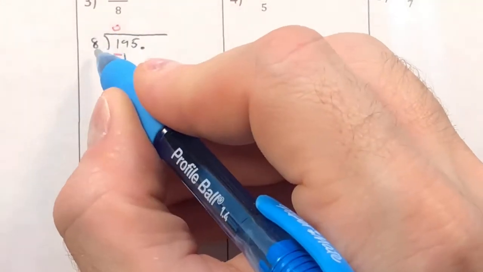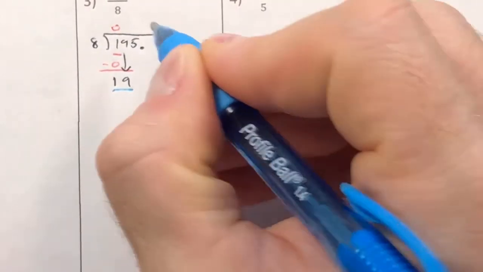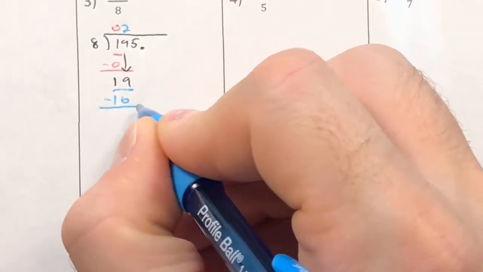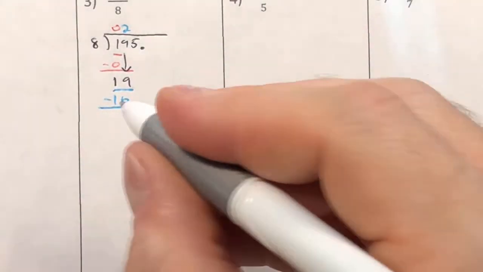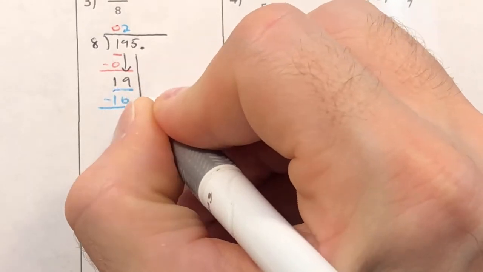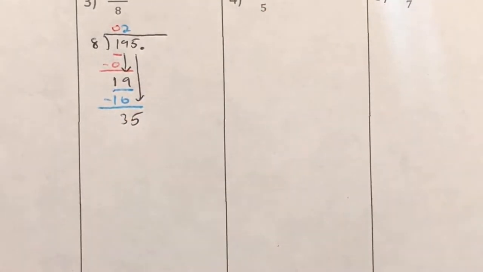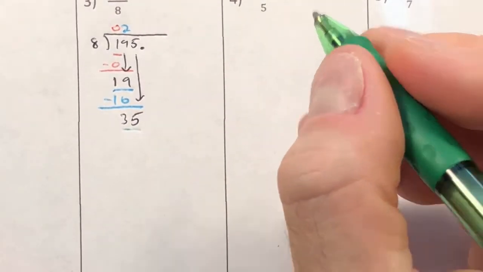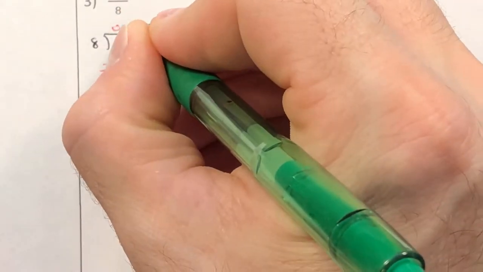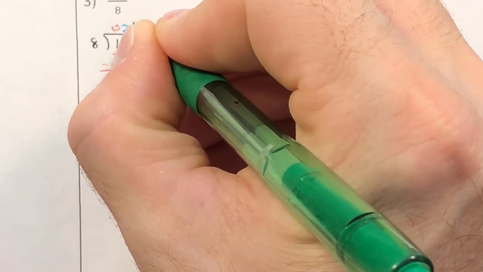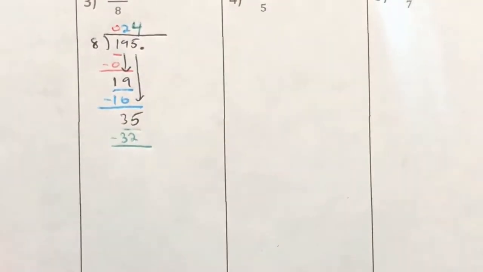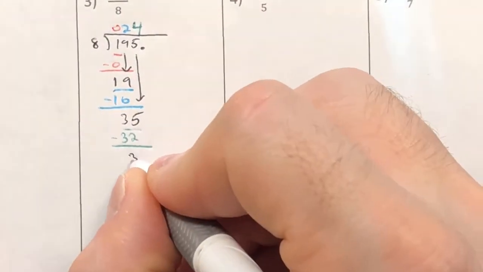Next thing I do is say, how many times does 8 fit into 19? Well, twice, for a total of 16. Subtract that, we'll get 3. Drag down the next one, and I'll say, how many times does 8 fit into 35? Well, it fits into 35 4 times, for a total of 32. And when I subtract that, I'll get 3.